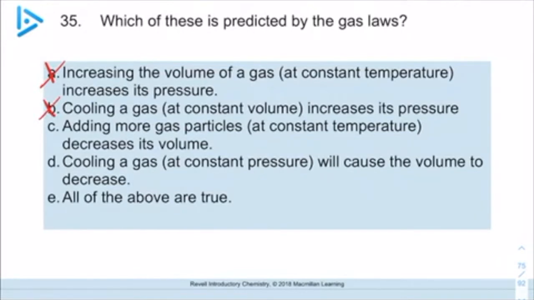Adding more gas particles at constant temperature decreases its volume. Think about that in terms of blowing up a balloon. If you're blowing up a balloon, you're adding more gas to the inside of the balloon and the balloon gets bigger, so we're increasing the volume. So that one can't be true. Cooling a gas will cause the volume to decrease. So volume and temperature are directly proportional. As I decrease the temperature, I should also decrease the volume. So that one is true, meaning that that one cannot be.